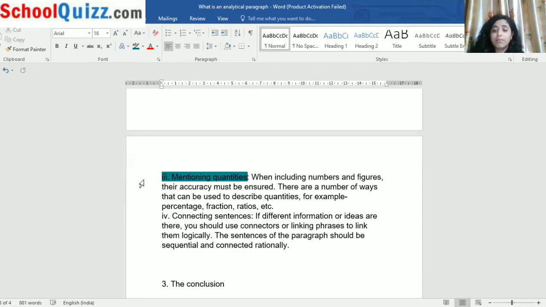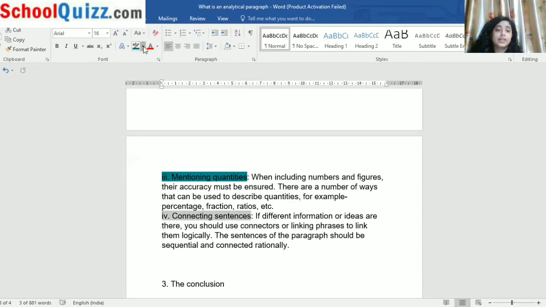When including numbers and figures, their accuracy must be ensured. There are a number of ways that can be described. Quantities, for example, percentages given, fractions given, ratios given, etc. Okay, so in that you have to give the quantities, how many women are there, how many females, how many males are there.